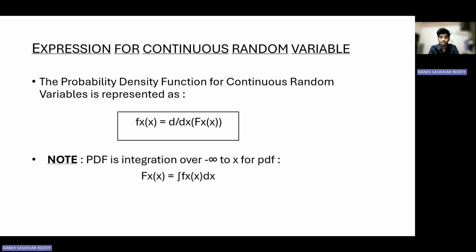Expression for continuous random variable. As we discussed in the definition, the probability density function is mostly used for continuous random variables. So we use the standard equation of probability density function, fX of x equals d by dx of capital FX of x. As we discussed in the relation between both of them, the PDF is the integration over minus infinity to x of the probability density function.